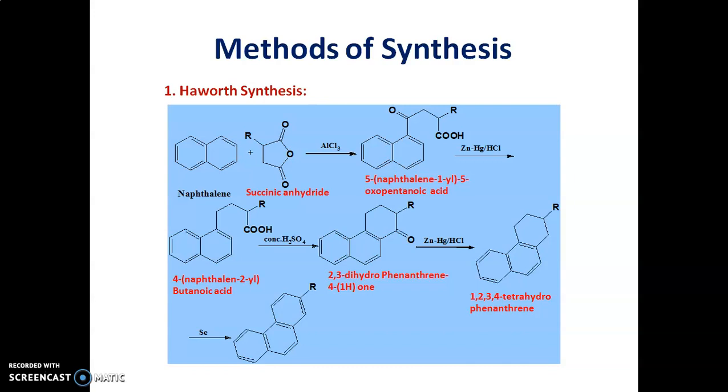It is then further heated with concentrated H2SO4 to give 2,3-dihydrophenanthren-4(1H)-one. This on further reduction gives tetrahydrophenanthrene. Finally, subjecting this tetrahydrophenanthrene with selenium yields substituted phenanthrene as the final compound.